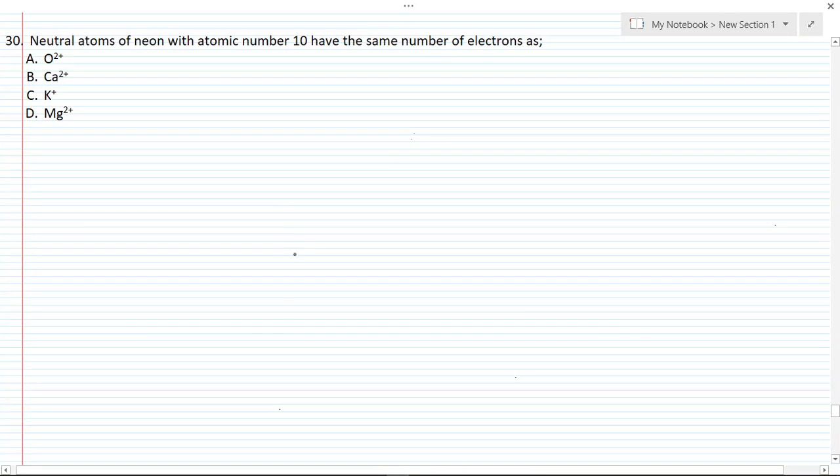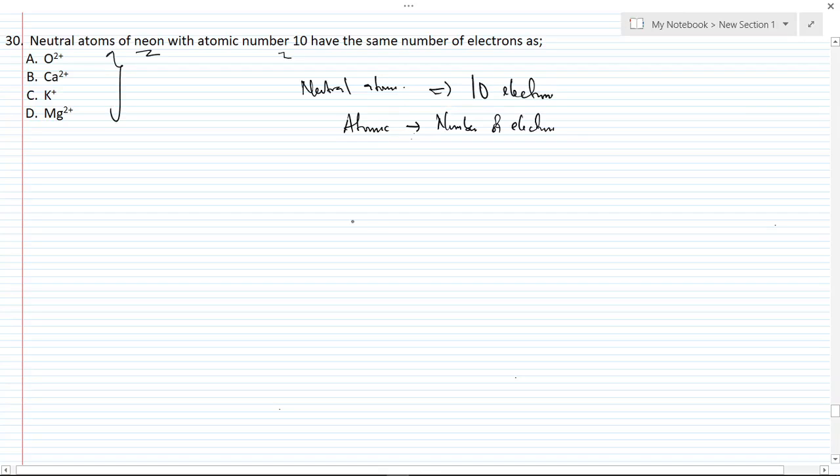Question 30. Neutral atoms of neon with atomic number 10 have the same number of electrons as A, O2+, B, Ca2+, C, K+, and D, Mg2+. Generally, for neutral atoms, atomic number equals number of electrons. So that would explain why, in this case, neon, which is the 10th element and has atomic number of 10, actually has 10 electrons. So we just have to find which of the options has exactly 10 electrons.